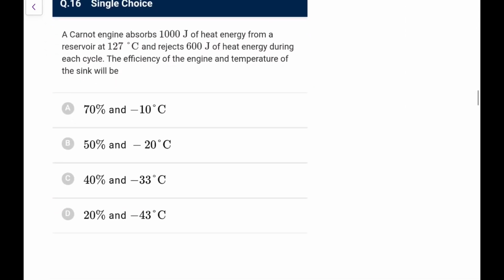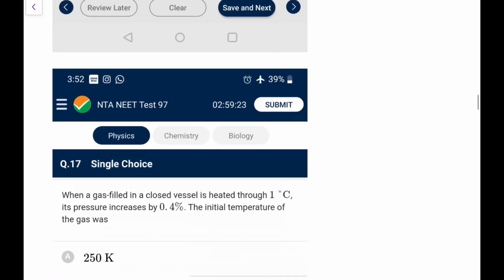A Carnot engine absorbs 1000 joule of heat energy from a reservoir at 127 and rejects 600 during each cycle. Efficiency of the engine and the temperature is asked. So it absorbs 1000, rejects 600, so work done is 400, so efficiency would be 400 upon 1000, that is 0.4 for sure, 40%. So we are left with only one choice. You can also solve for the temperature. I am not solving because only one option is there.